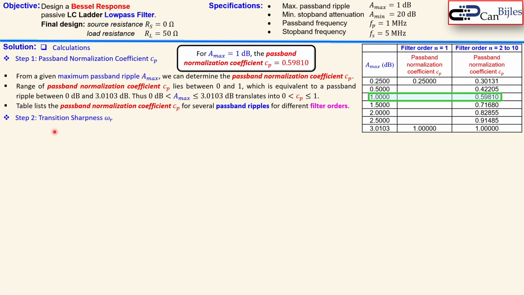Okay, now we need to first determine this transition sharpness omega r in order to continue and then design this for a specific filter order. That is really the ratio in this low pass filter configuration, the stop band frequency divided by the passband frequency. Now it's given here in omegas, but it's just a ratio of course, so you can also go for the F stop over F pass, and that is in this case 5 MHz divided by 1 MHz, which is just 5.